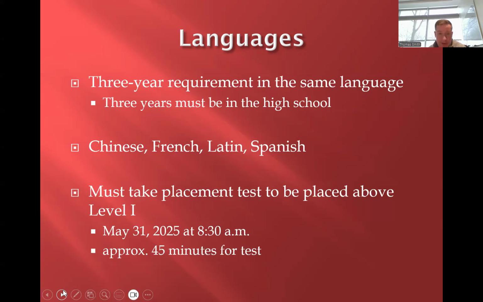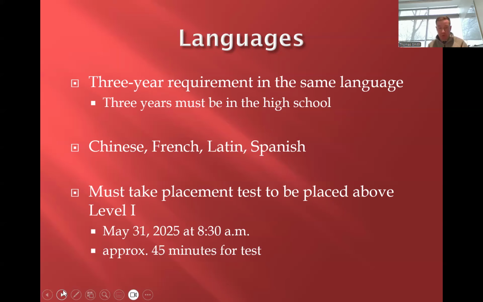So again, the test is about 45 minutes. And if your son is going to take the math placement test as well, he can do both on the same day. You'll just take them back to back, maybe a little break in between, but you can take them on the same morning. There's a form that we ask you to fill out just to let us know if you're going to come, and what test you're going to take, if any.